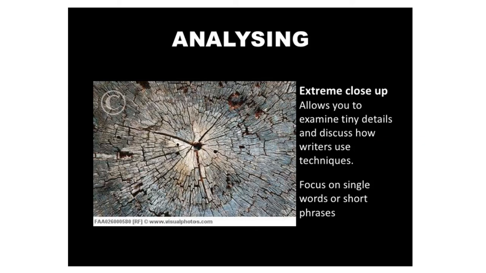Okay. The first thing that I would say with analysis, the first thing that you should do when you come to that stage of writing a PEA paragraph is you need to do an extreme close-up. Like this image is an extreme close-up of a tree that's been cut down. You need to examine tiny details and discuss how the writers use techniques. You should be focusing on single words or short phrases from the quotations that you have given in your evidence.